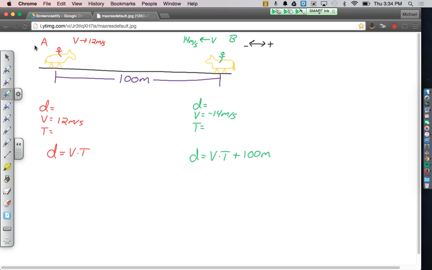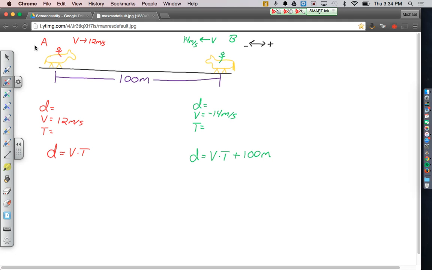What we have are two d's. They're both displacements or positions. We want to know when those positions are going to be the same, because when they're the same, that's when they run into each other. And we also have times. The times are going to be the same because they both start at the same time, and it takes them an equal amount of time to get to one another. So we have two equations, both with two variables, d and t, and we need to solve them. This is a simultaneous equation.